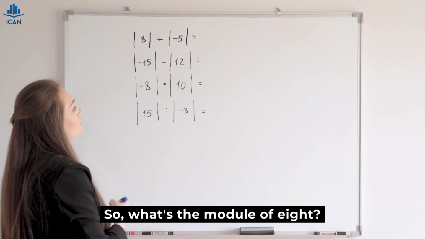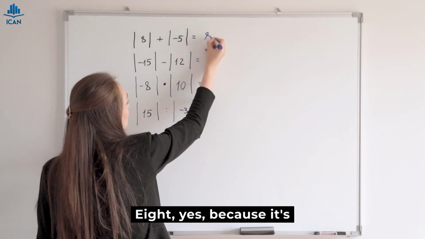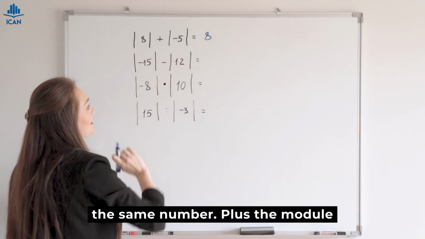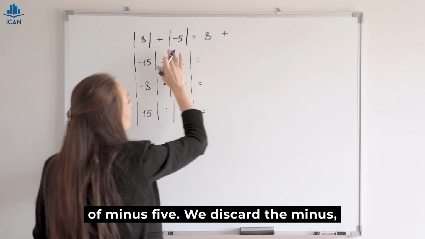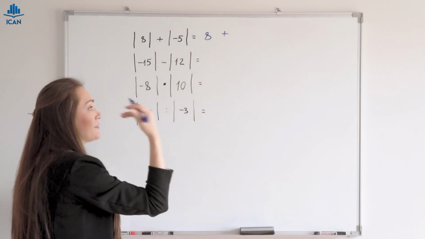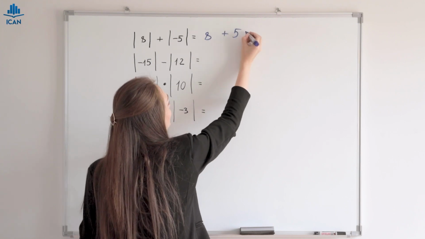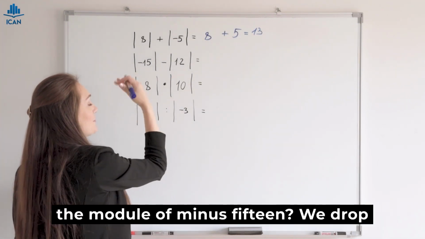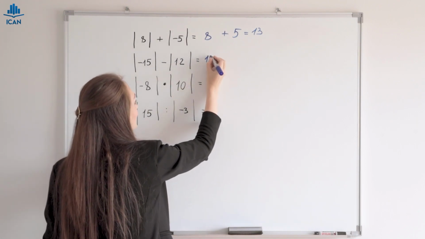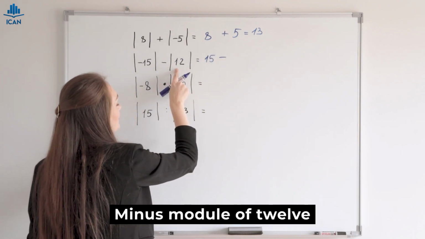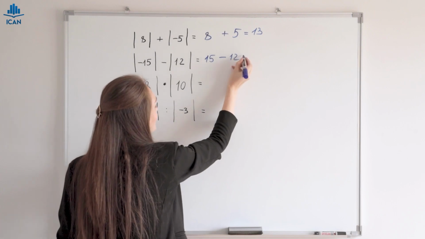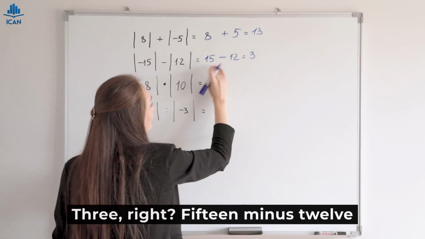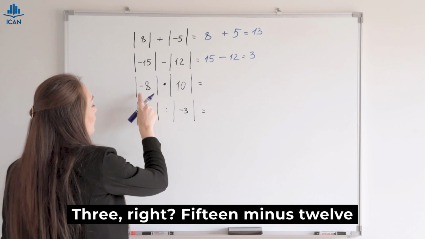So what's the module of 8? 8, yes, because it's the same number, plus the module of -5. We discard the minus, so it's just 5. It's 13. What's the module of -15? We drop the minus. 15. Minus module of 12 is 12. What's the result? 3, right? 15 minus 12 is 3.